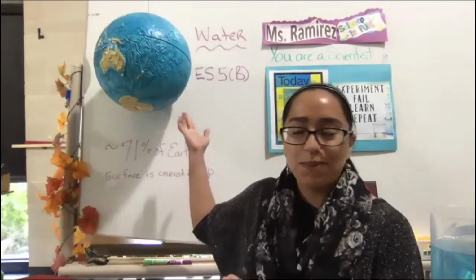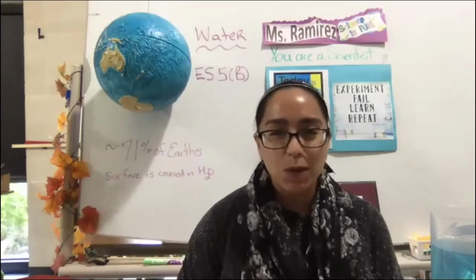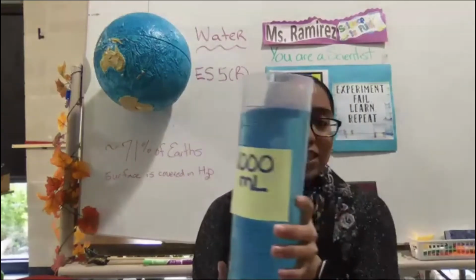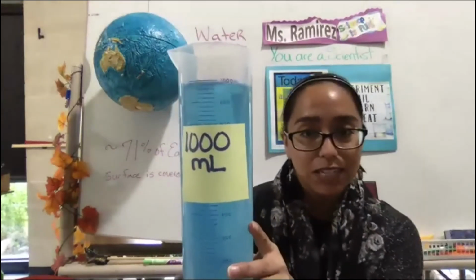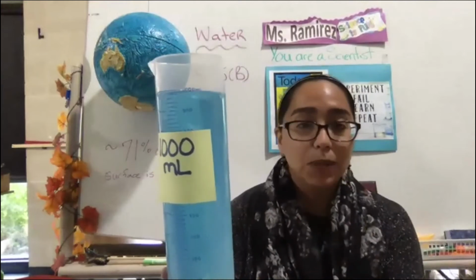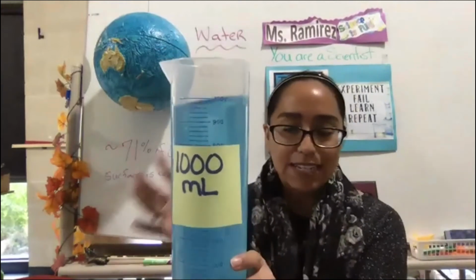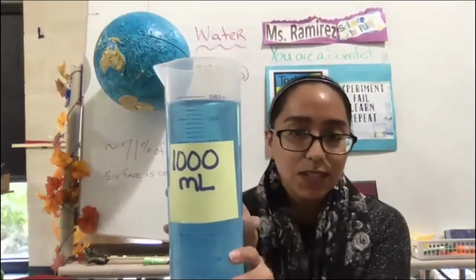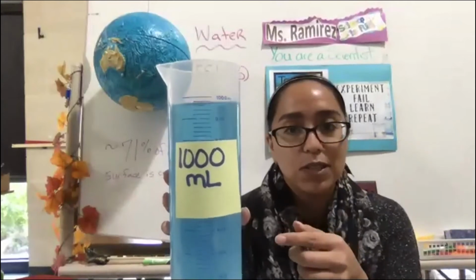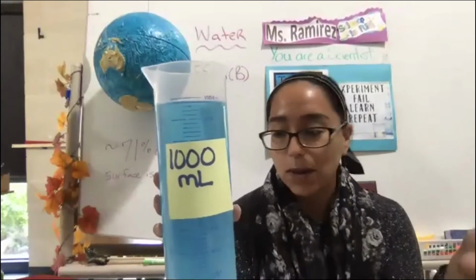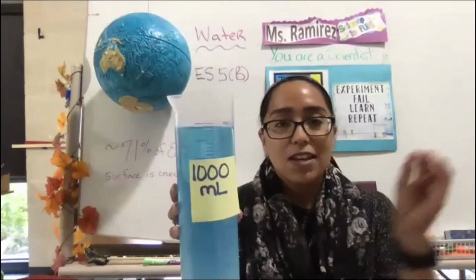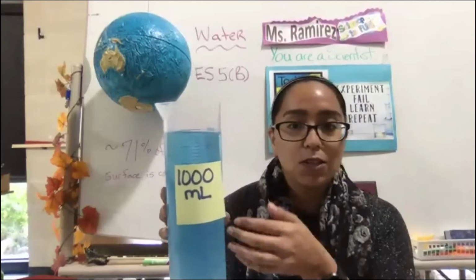As you see behind me, I have a globe, and about 71% of Earth's surface is covered in water. In our little demonstration here, I have a 1,000 milliliter graduated cylinder. This is going to represent all of the water that's on planet Earth. So my question for you is, of this 1,000 milliliters, how much do you think is going to be fresh water, and how much do you think is going to be salt water? Go ahead and make a quick prediction for how many milliliters of this 1,000 will be fresh, and how many will be salt water.